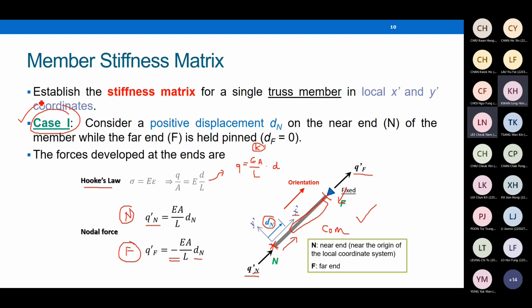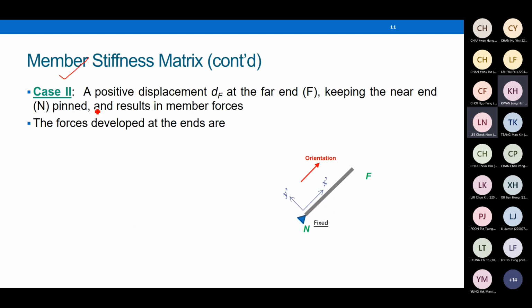Then you can move on to the other scenario, case two. Case two is just opposite. We assume that there is no displacement at node N. We have positive displacement at node F. The member is now under displacement at node F, but nothing at node N. Then you can do the same thing: construct the force displacement equation again at the two nodes.